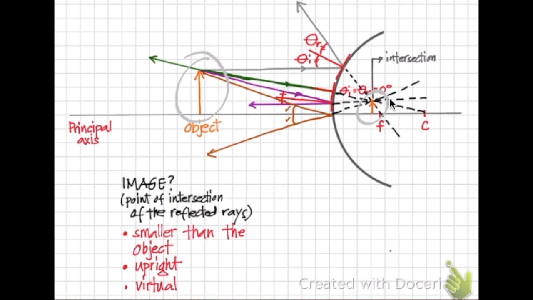These are the reasons why you always see these convex mirrors in some grocery stores and supermarkets around. The image is upright, and because it is smaller, a wider area can be seen through the mirror.